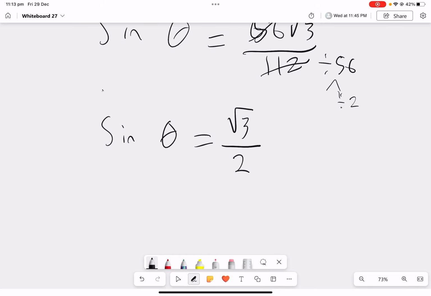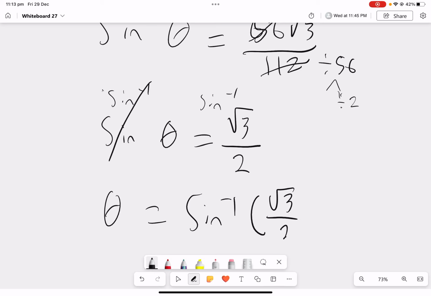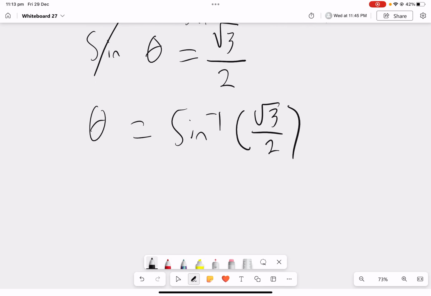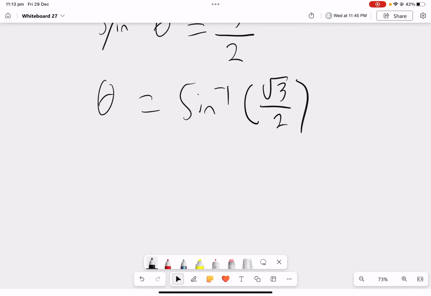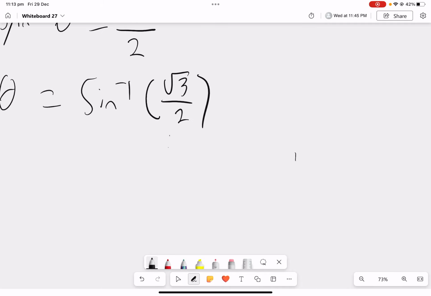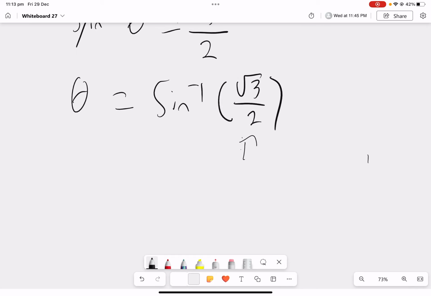Now all I've got to do is just use the inverse of sine. So I'll just use inverse of sine on this side. Those cancel, and the inverse of sine on this side. So theta is equal to sine inverse of root 3 over 2. Now, if you know your exact values, you would know this already. But if you plug this into the calculator with the proper degrees, you will see that theta is equal to 60 degrees. And that is our answer.